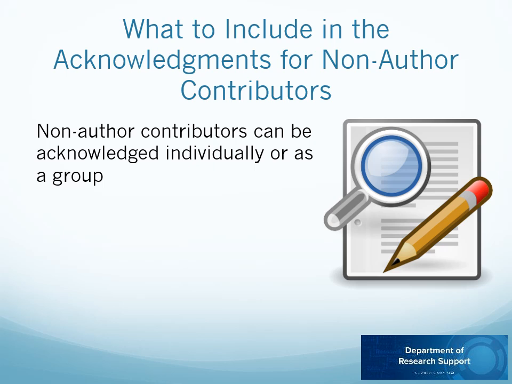When acknowledging the assistance of non-author contributors in the acknowledgments section of your article, what should you include? To start, be aware that you can acknowledge the assistance of specific individuals or entire groups. For example, perhaps the entire administrative staff of a department facilitated recruitment and data collection for study participants. Instead of listing each individual separately, you could acknowledge the entire department.